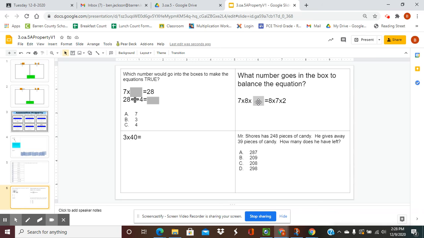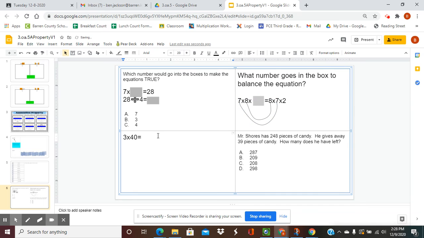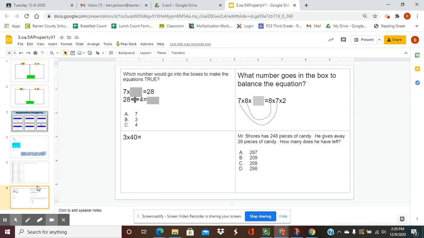7 times 8 times what is equal to 8 times 7 times 2? So when you're looking at these problems, you want to have the same thing on both sides. So if this side has an 8, that side's got an 8. This side's got a 7, that side's got a 7. So what is my missing number? 3 times 40, and then you've got a word problem about Mr. Shores. And that concludes today's work.